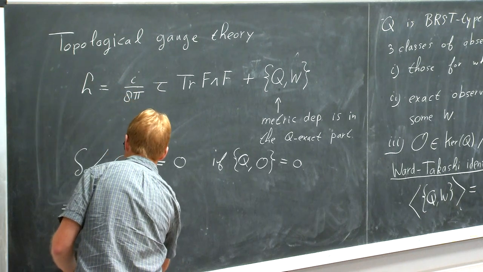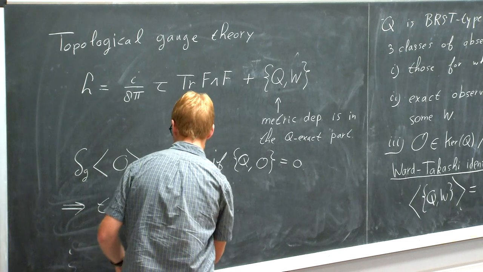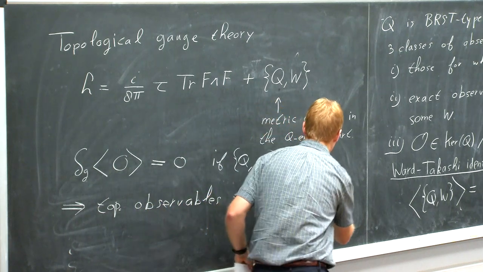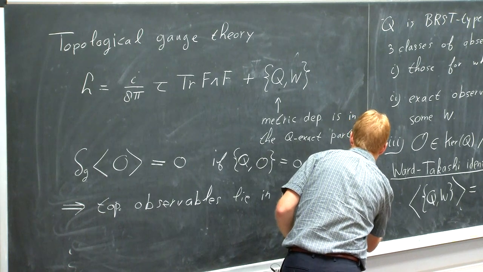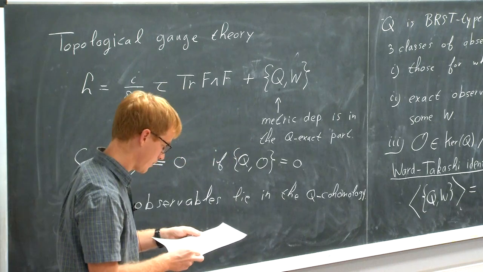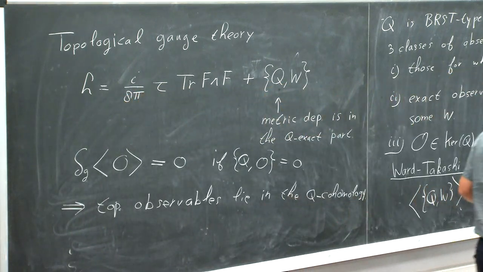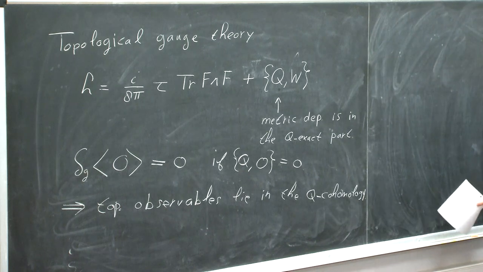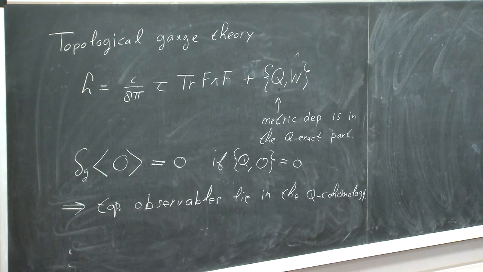Okay. So the topological observables lie in the Q cohomology. In principle, the theory has many other observables which one can very well evaluate, but they are just not topological. Questions so far?